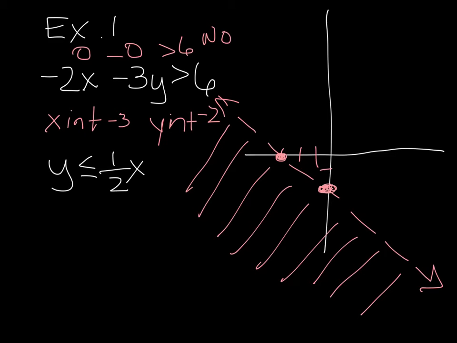Now I'm going to graph the second inequality. So y is less than or equal to 1/2 x is set up for slope-intercept form. So I'm going to put a point on 0, 0. And my slope is 1/2. So I'm going to go up 1, right 2, put a point. Because it is less than or equal to, I'm going to make a solid line.